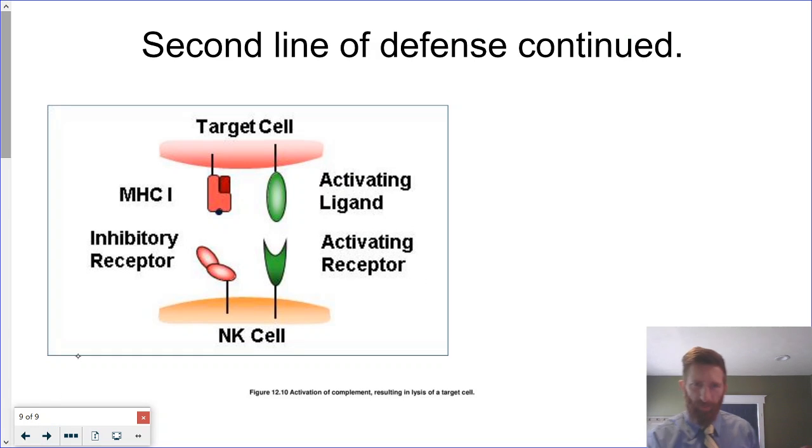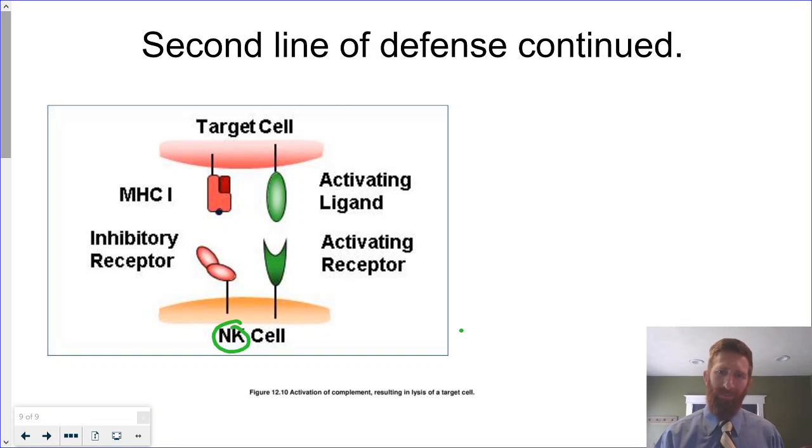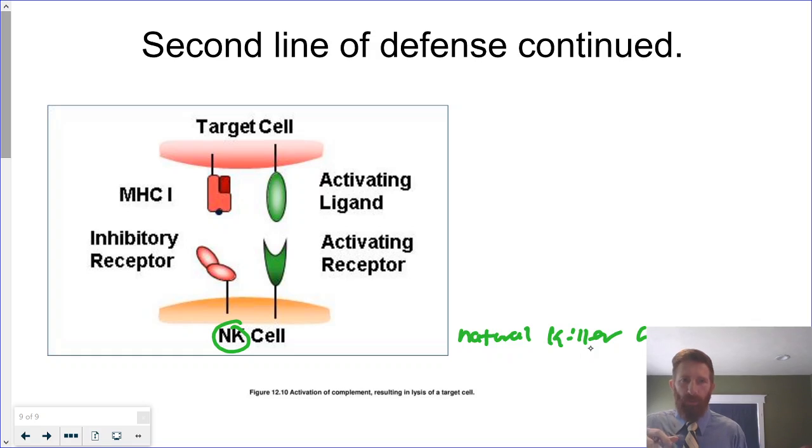All right, I think this is the last slide. We'll see. So another second line of defense is called a natural killer cell. So these are basically kind of like police officers, circulating around the body. And what they do, they don't attack bacterial cells, but they're just kind of checking out our own cells. And they are known to target cells that are infected with viruses.